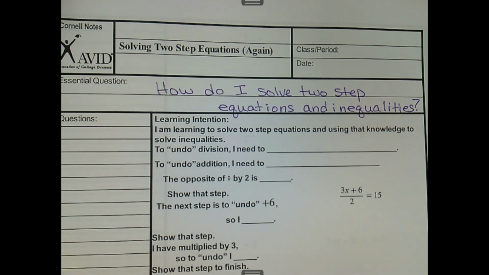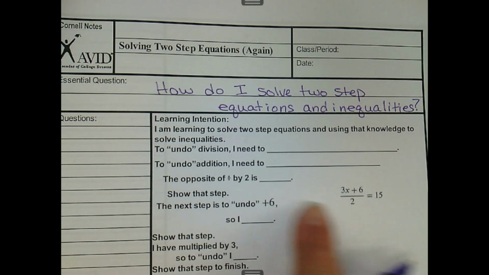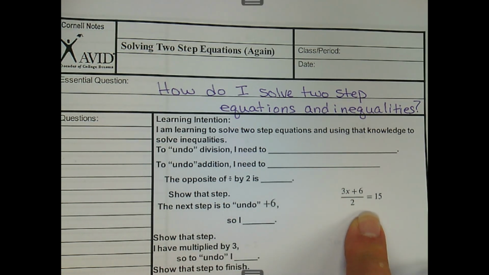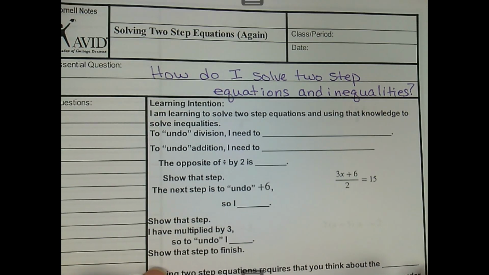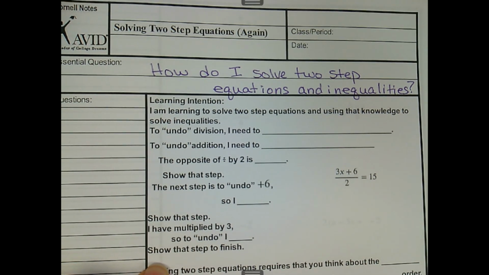Okay, from here down to here is your warm-up. To undo division, I need to what? To undo addition, I need to what? This is part of solving the problem here. So pause the video and work down to here. I hope that you tried on your own, and I hope that you knew the correct answers. So please follow along as we check our answers.